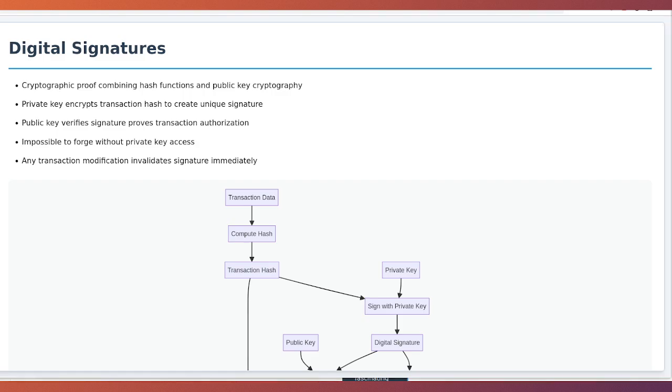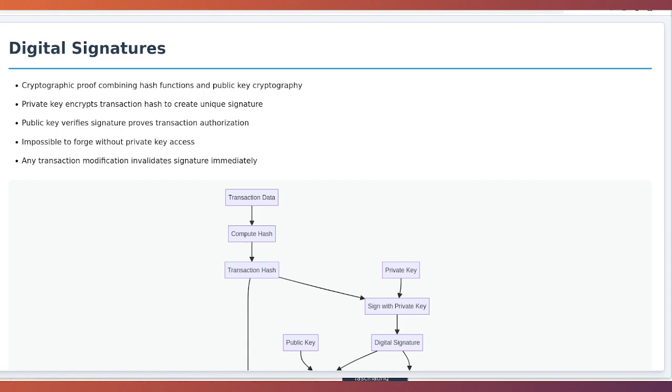Digital signatures are where hash functions and public key cryptography come together to create one of the most powerful security mechanisms in blockchain. A digital signature serves the same purpose as a handwritten signature. It proves that a specific person authorized a specific document or transaction, but it's far more secure and impossible to forge. Here is how it works in blockchain.